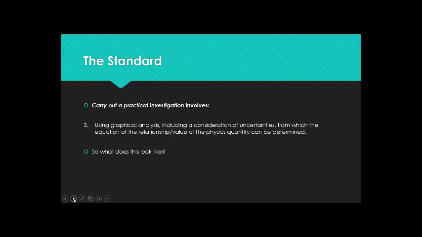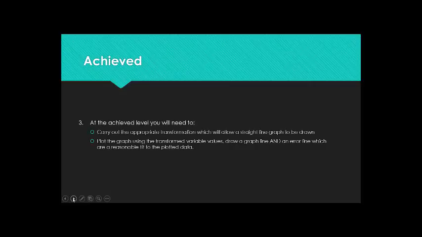Part 3 at the achieved level, obviously you're going to have to draw a graph now, and you're going to have to consider the uncertainties, and you're going to have to come up with a relationship again. So either an equation it may be, or it might be a relationship or a value of a physical quantity that you can actually determine from your graph. So you're going to be carrying out a transformation again, which will allow you to draw a straight line graph, and this time you're going to be plotting them using error lines, and again that's something you probably haven't come up against before, but we will look at that in a further video.